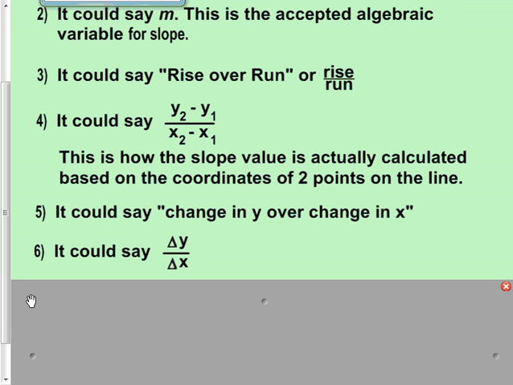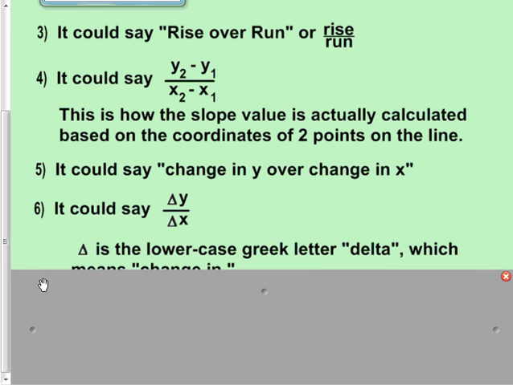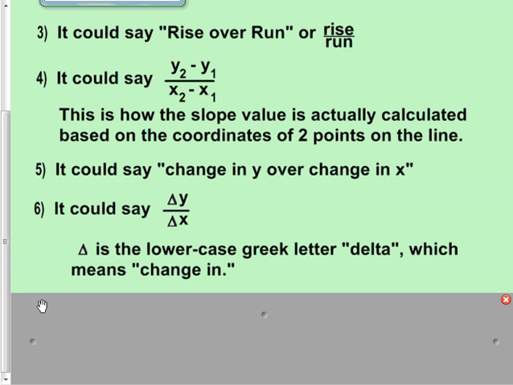Okay, here's a new one that you may or may not be familiar with. They might use delta. This says delta y over delta x. As you go higher and higher in mathematics, and you're probably getting to some of this in your science classes as well, you will start to see the Greek alphabet make an appearance. This little triangle guy is one of the lowercase Greek letters, which is delta.